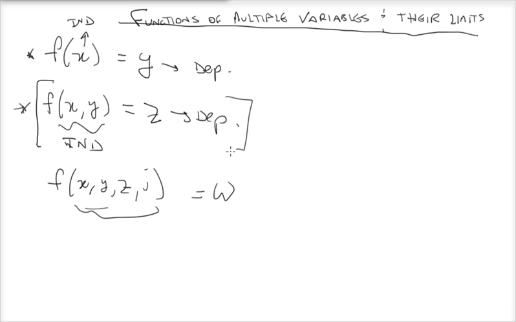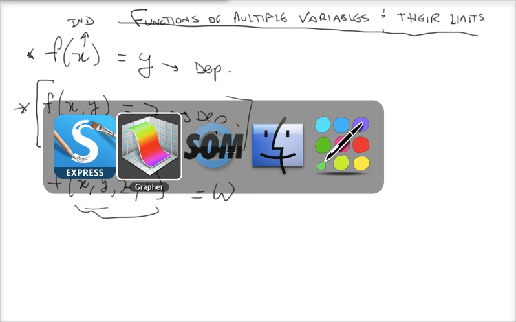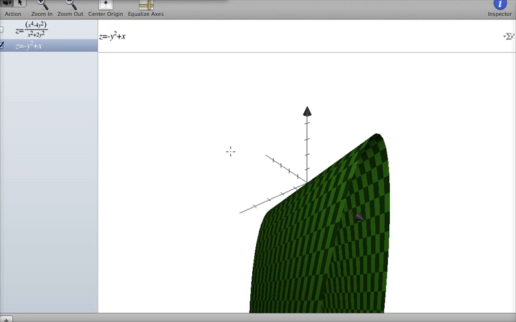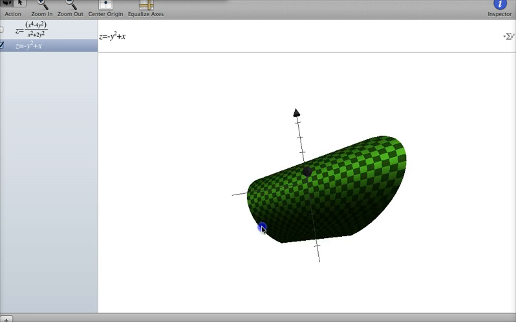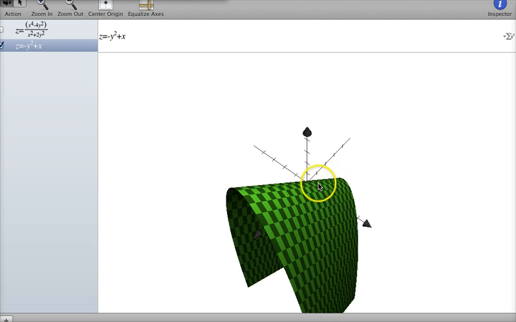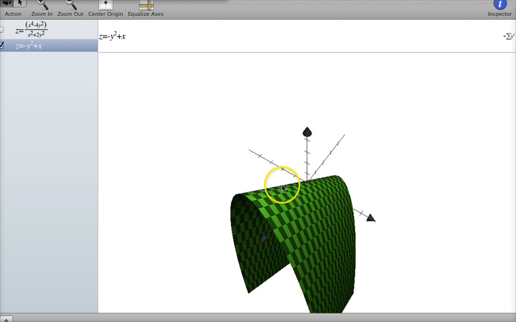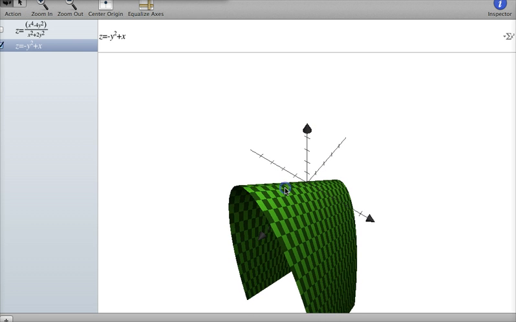So this is kind of the algebraic, a priori concept of a function of multiple variables, but graphically they'll look something like this. So this is the function right here. So we've got our x-axis, our y-axis, and then our z-axis right here. This function would be expressed as f of x and y, because x and y are our independent variables here, and z is our dependent. It's z is equal to negative y squared plus x.